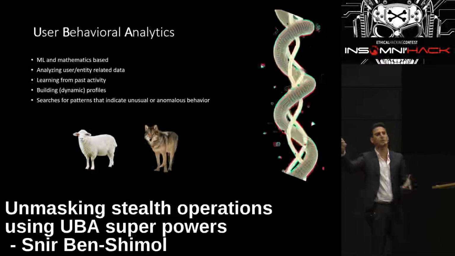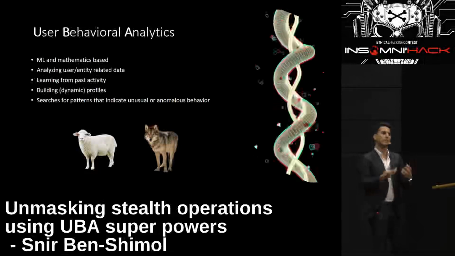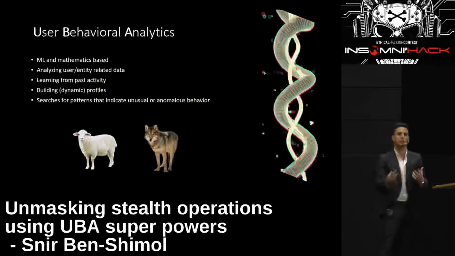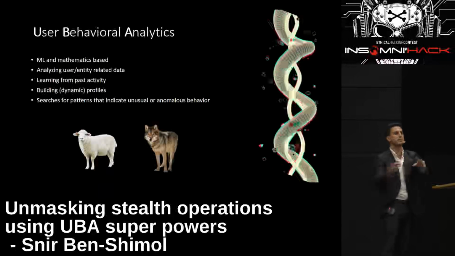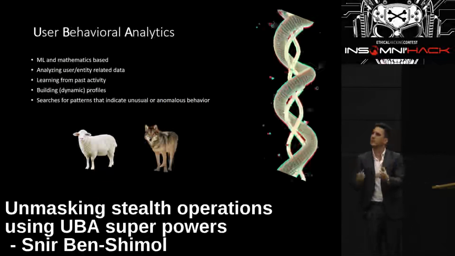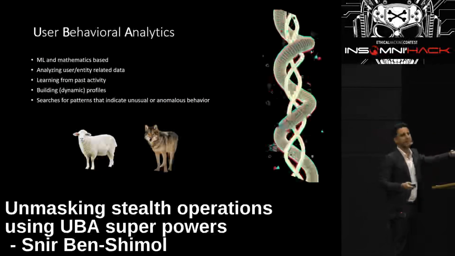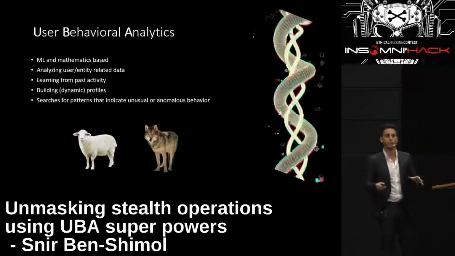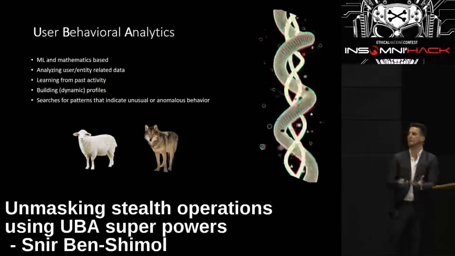Maybe the sheep don't need to be there. Why is the sheep next to the wolf? So this is, I think, the main perspective of UBA. Before we take some action, before we say, okay, this is an attack, this is a wrong scenario, we want to look back at the entities and check if it's actually wrong before we send it to someone else to check, because there are a lot of wrong things within the organization. But before we address them, we need to understand if it's actually wrong or not.